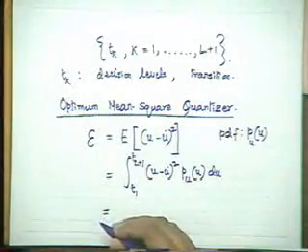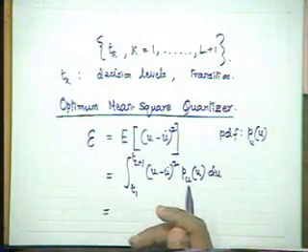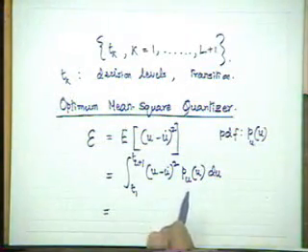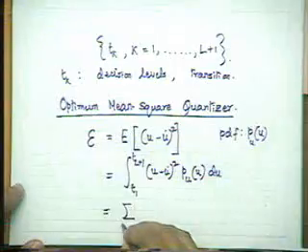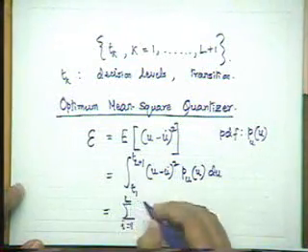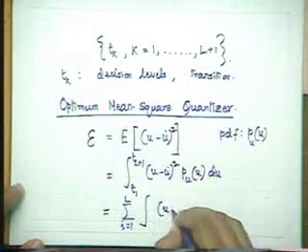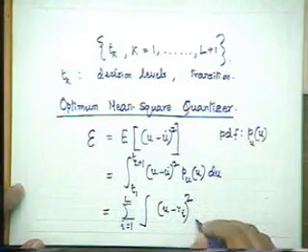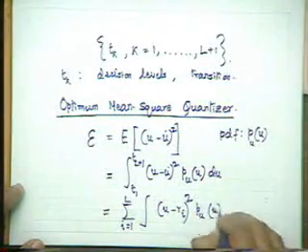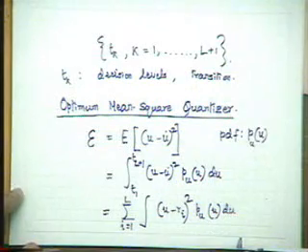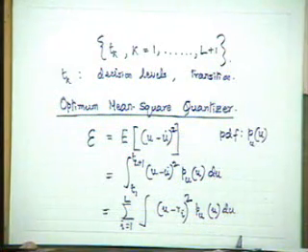Rather, this same expression we can write in a slightly different manner. We can write this as a summation, i equal to 1 to L, of the integral of u minus Ri squared Pu(u) du. Remember, Ri I have already defined. Ri is nothing but the ith discrete level of the quantizer output.